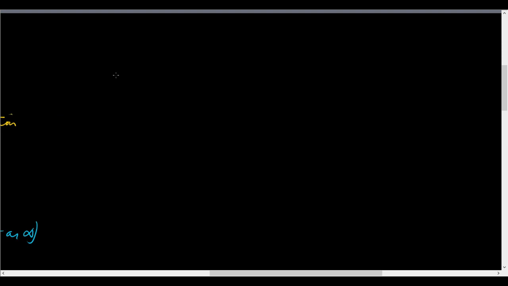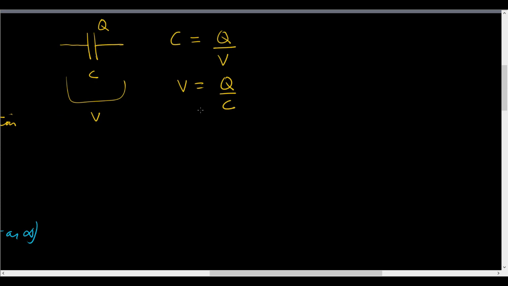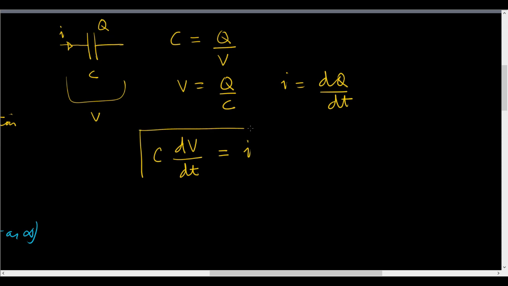What is a capacitor? So if I have a capacitor, this is a capacitor, right? So it will have a charge Q and it will have a voltage across it which will be V, right? So what is capacitance? Capacitance is equal to Q by V. V is equal to Q by C. Okay. Now what is current? Current is dQ by dt. Therefore, dV by dt times C is equal to I. Okay, so this is a capacitor. Very good.